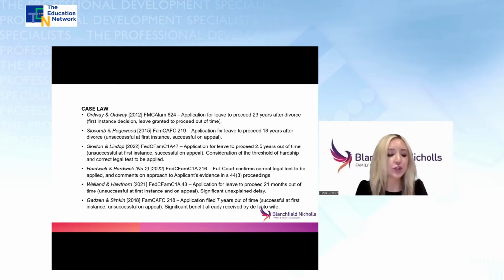This case is quite interesting because it involved a significant benefit being received by the de facto wife already, and she was not permitted to proceed out of time. So the de facto wife filed an application for property settlement and spouse maintenance 7 years out of time. The trial judge concluded that she would suffer hardship if leave were not granted, and permitted her to proceed out of time.